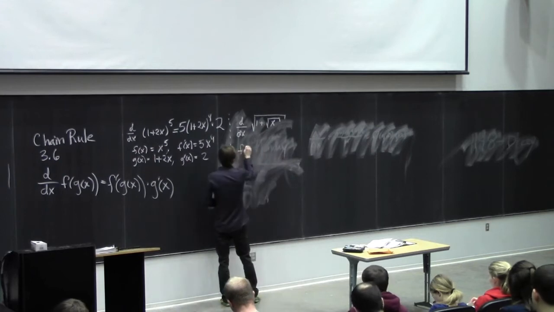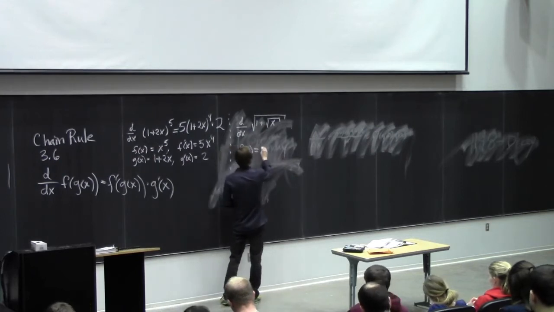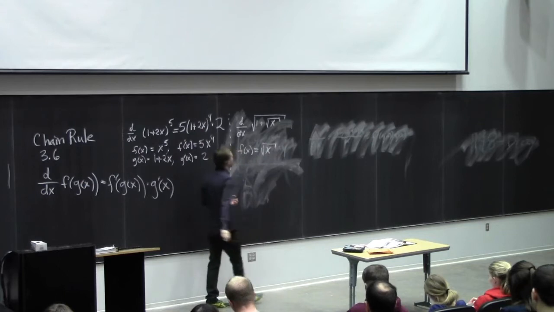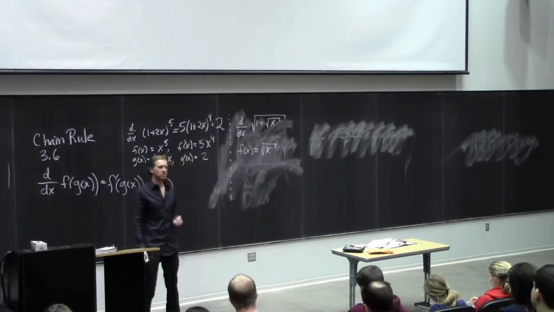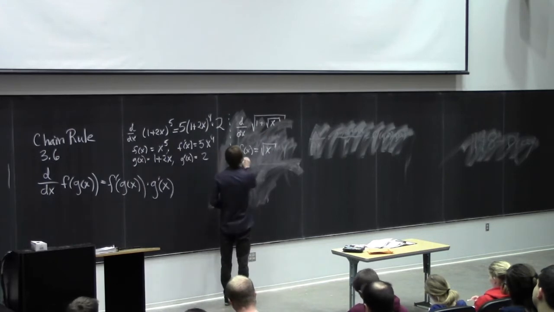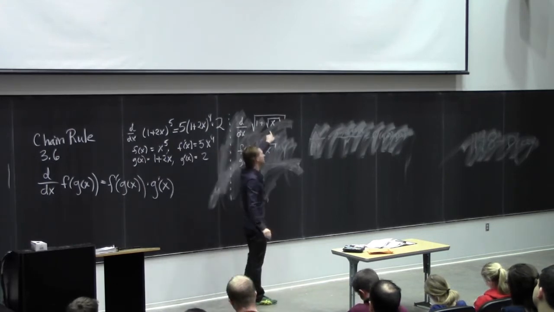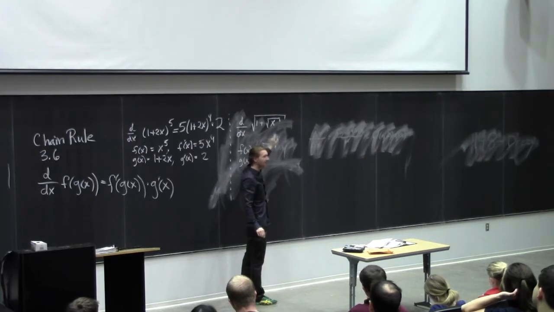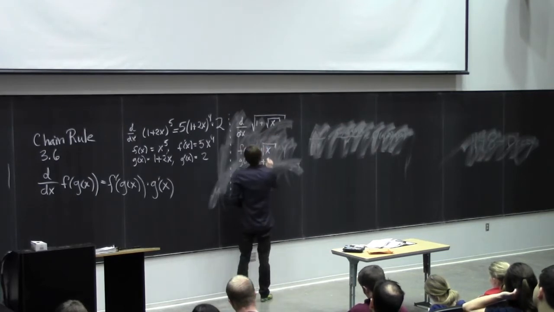So f of x equals the square root of x. F of x equals the square root of x. And I'll say g of x. Now, I could do 2 things. I could say g of x equals 1 plus the square root of x. That might be the easiest, but I'm going to say g of x equals 1 plus x.